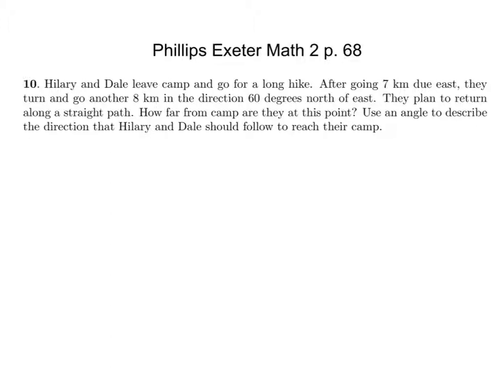So let's go here. Call it 7 kilometers. And this is north, south, east, and west. So they go 7 kilometers due east. Here was the camp.